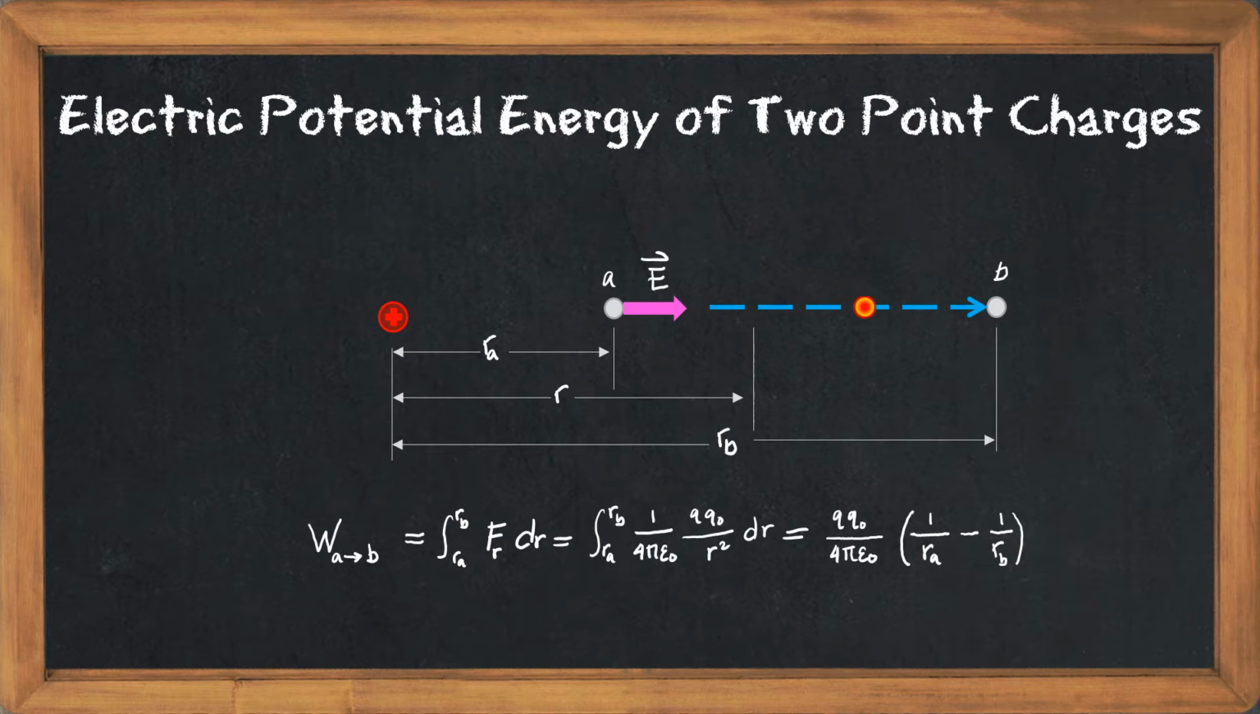A test charge Q0 moves along a straight line extending radially from charge Q. As it moves from A to B, the distance varies from RA to RB. The force is not constant during the displacement, and we have to integrate to calculate the work W A to B done on Q0 by this force as it moves from A to B. The result is Q times Q0 over 4 pi epsilon naught times (1 over RA minus 1 over RB). The work done by the electric force for this particular path depends only on the endpoints.